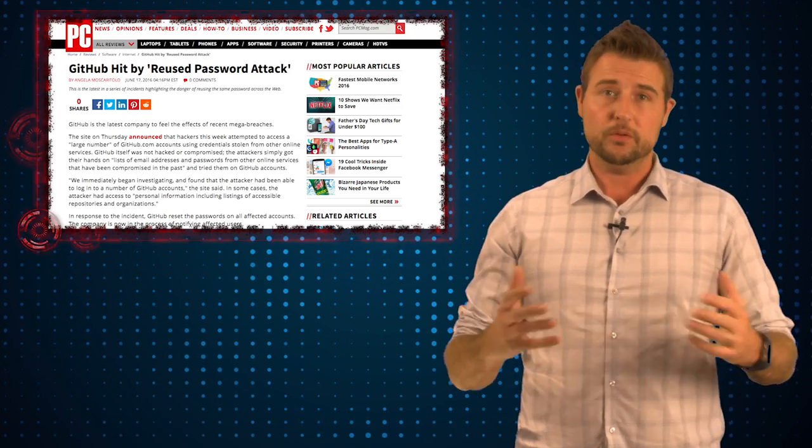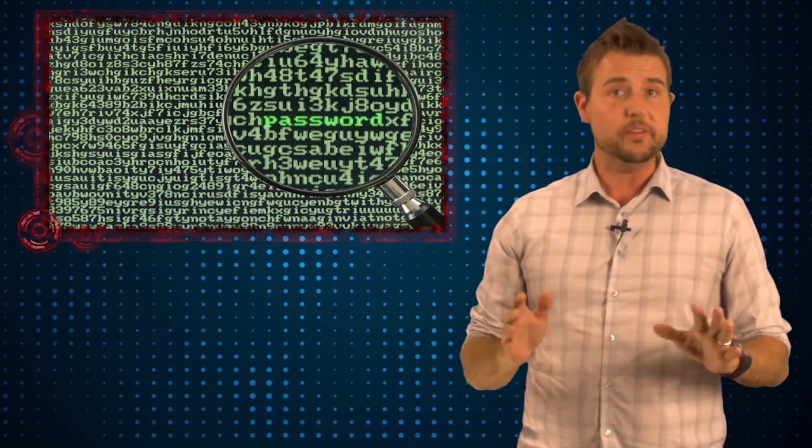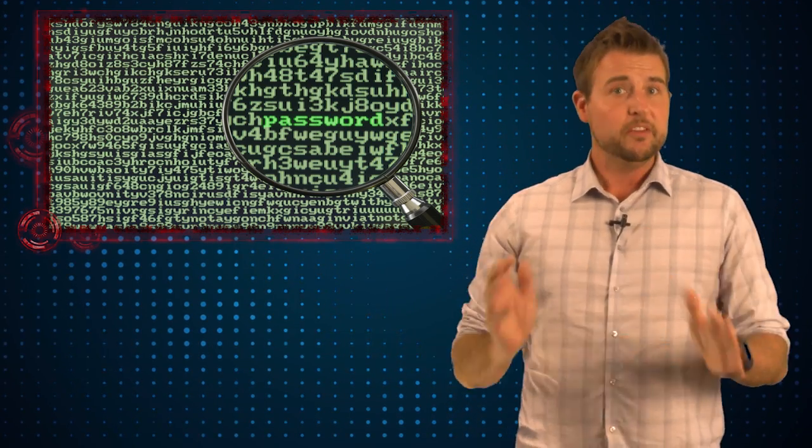In any case, password reuse is obviously a big problem. Anytime passwords get leaked on the underground, if you're one of the few that use the same password everywhere, these bad guys are going to be able to try that password on many other sites as well. So the takeaway here is don't use the same password.